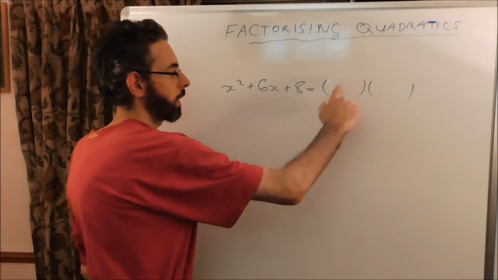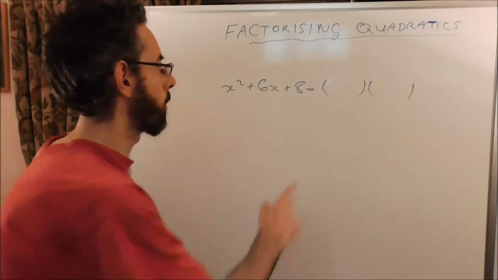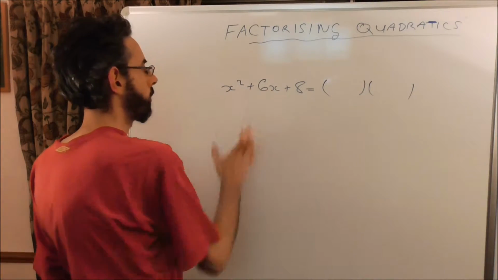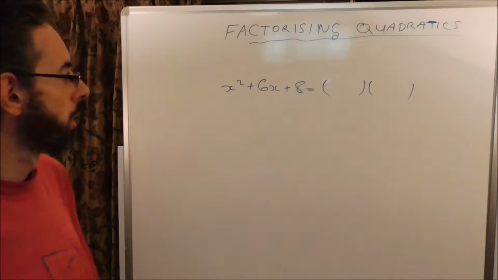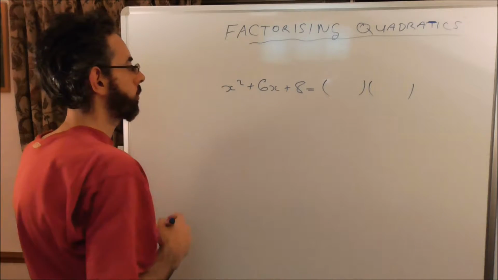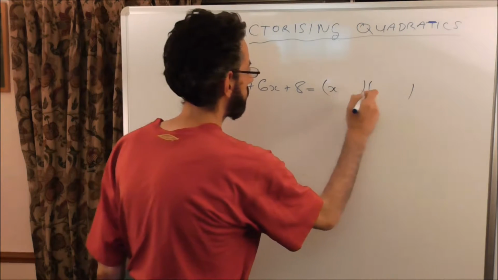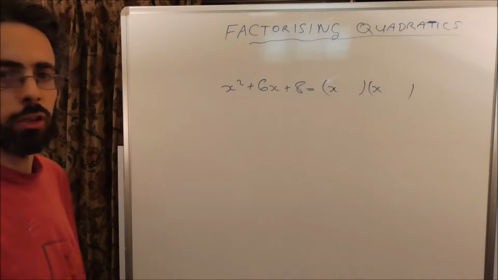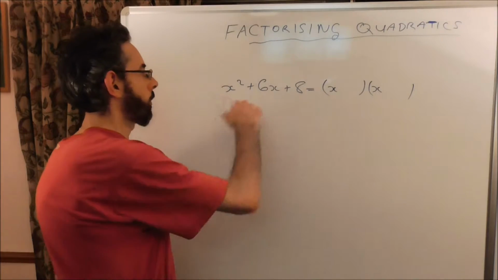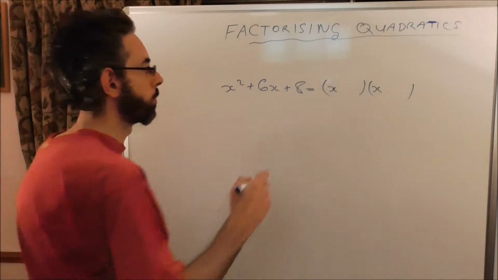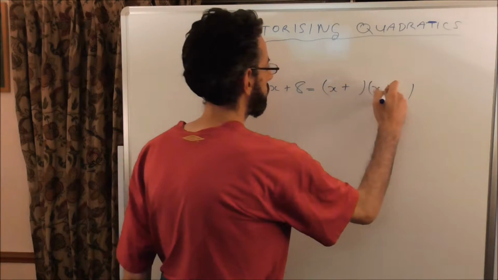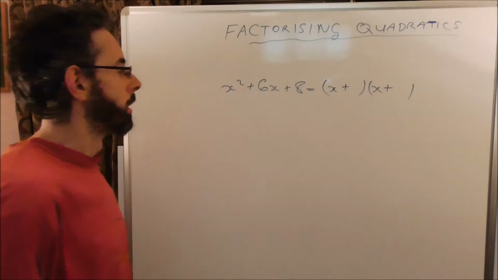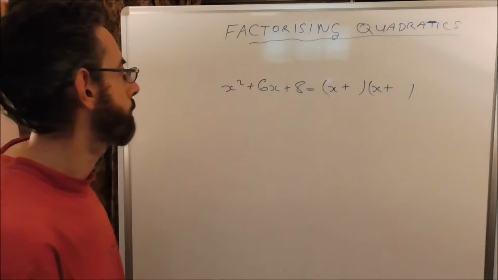Now, what do we need inside the double brackets so that when we expand them, we get this expression here? Well, to get x squared, we would need x and x. x times x is x squared. Everything's positive on this side, so it's going to be 2 positive numbers in the brackets. I'll put the signs in straight away.